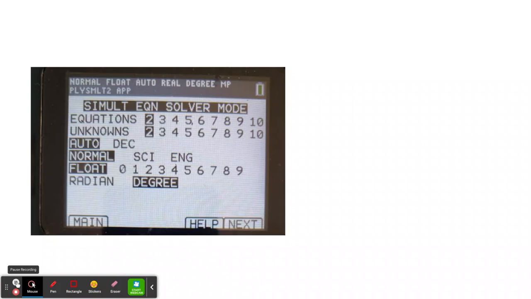And then you'll come to this screen. So again, you're hitting the Apps button, hitting number 9, then hitting 2, simultaneous equations. And here they are. If you're solving 2 equations, you're going to highlight 2 equations, as you can see there. So I highlighted 2 equations and 2 unknowns. We have x and y as the unknowns, and we have 2 equations. Now, if you had 3 equations, like you'll do in Algebra 2, or if you're in college algebra right now, you'll scroll over to 3 equations, and so forth.